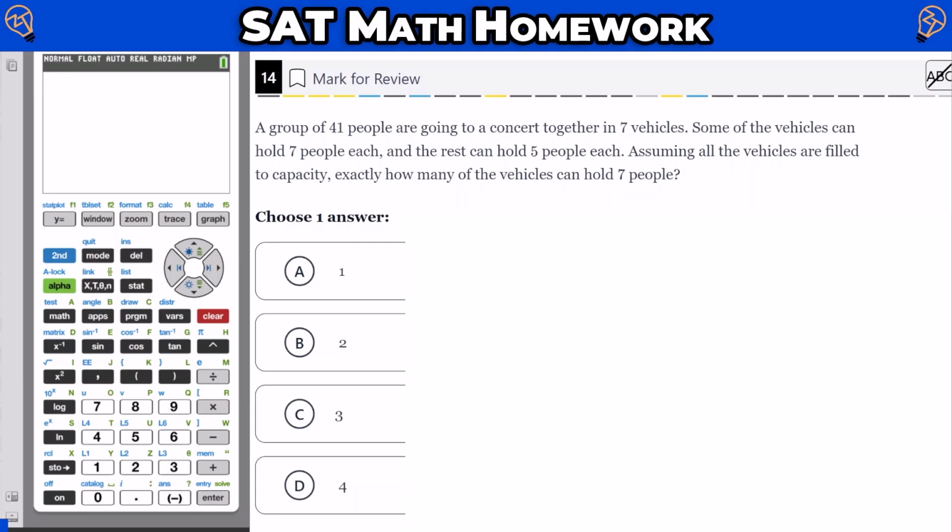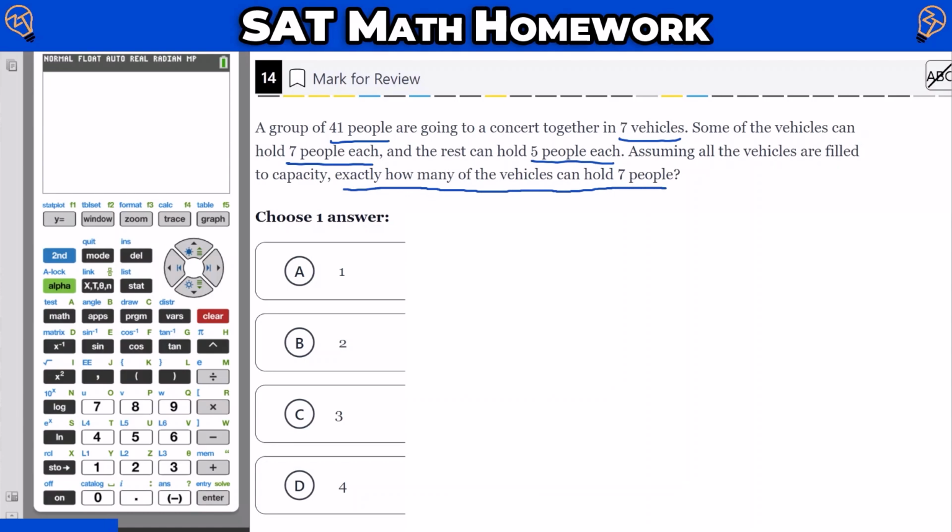So here we have a question that's asking us about vehicles and number of people. So let's go ahead and get clear about what our unknowns are and what we're looking for. We know that we have a total of 41 people traveling in 7 vehicles. Now, some vehicles hold 7 people, whereas the rest of the vehicles can hold 5 people each. So based on the question that's coming up, we can see that they're asking for the number of vehicles that can hold 7 people.